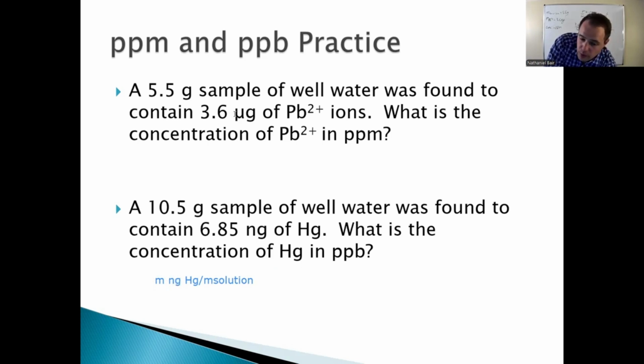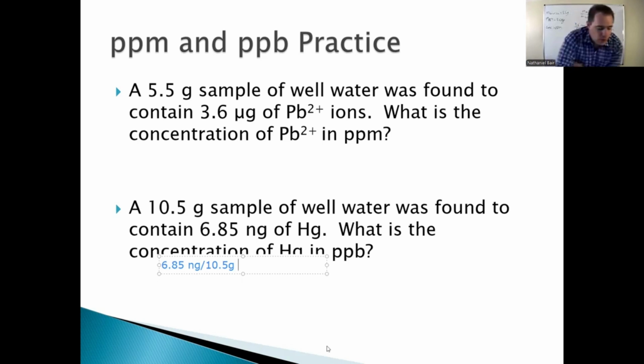If the mass of the solute was already in micrograms, then you wouldn't have to multiply by 1,000,000. So we could take a super awesome shortcut here in this problem. We can take that mass in nanograms, 6.85 nanograms of the solute, mercury, and divide that by the mass of the solvent in grams, and that's essentially already multiplied by 1,000,000,000 for you, right? So 6.85 divided by 10.5, that's going to be a 0.652 part per billion solution, 0.652 parts per billion.